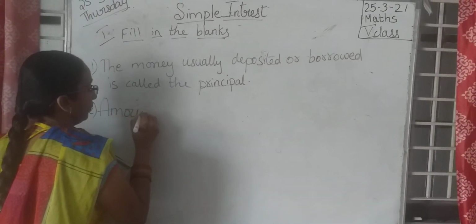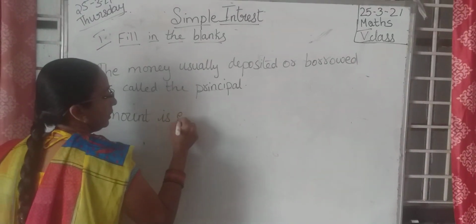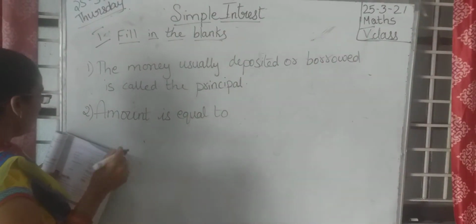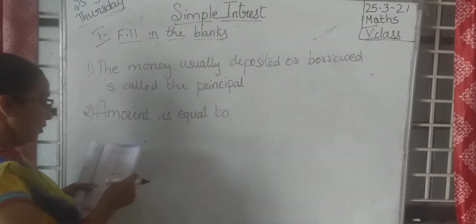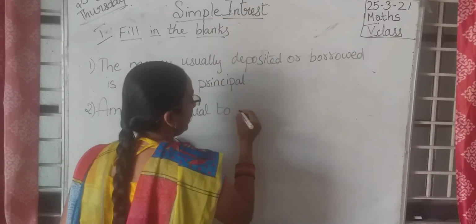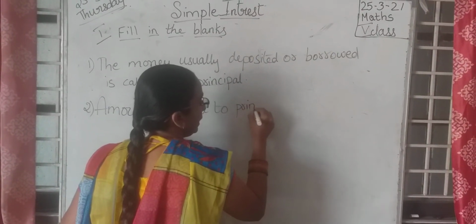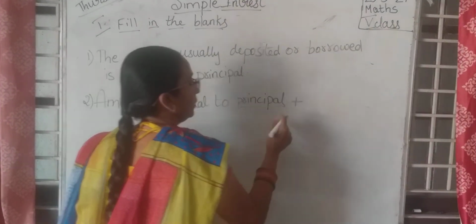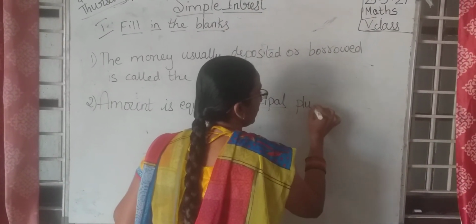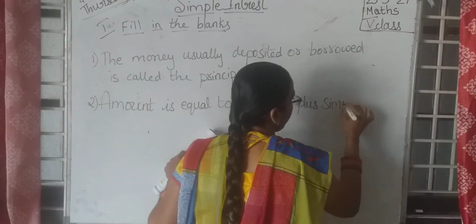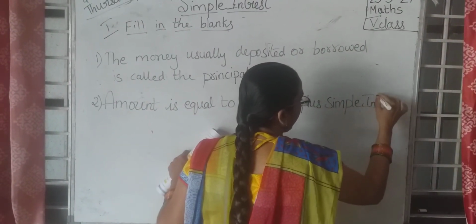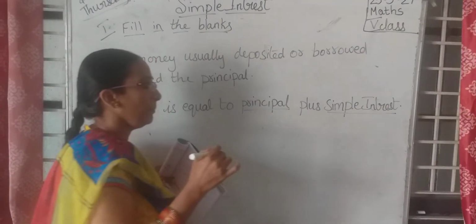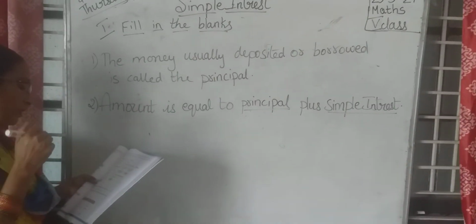Amount is equal to principal plus simple interest. Amount is equal to principal plus simple interest.